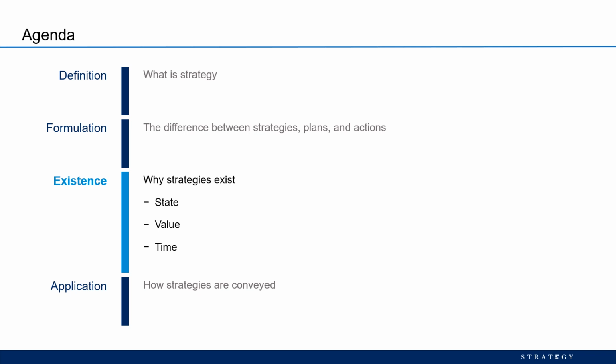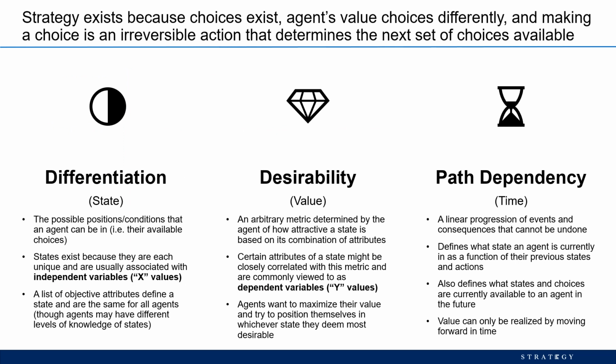Okay, this next section is going to go very deep into the theory, exploring the question of why do strategies exist. And a lot of this content is based off of very fundamental economics and mathematics at its core. The most simple way I can explain this is the reason why strategies exist is first, because choices exist. Second, because agents that make choices value choices differently. And third, because a choice has a consequence and you can't go back in time.